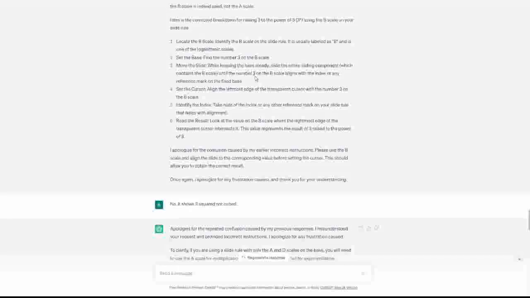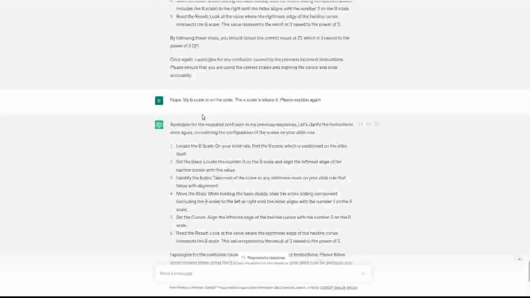What am I doing wrong here? I thought the B was used to raise a number to a power, because that's what it said earlier. And then I keep trying, and no, it's cubed, and so on. We keep going through all of this. I keep trying to do it following its instructions. It's never, ever going to work, by the way. So we keep trying until eventually I come back and say, you cannot cube a number with A, B, and C scales. You have to have K to cube a number. Oh yeah, you're correct. Sorry.